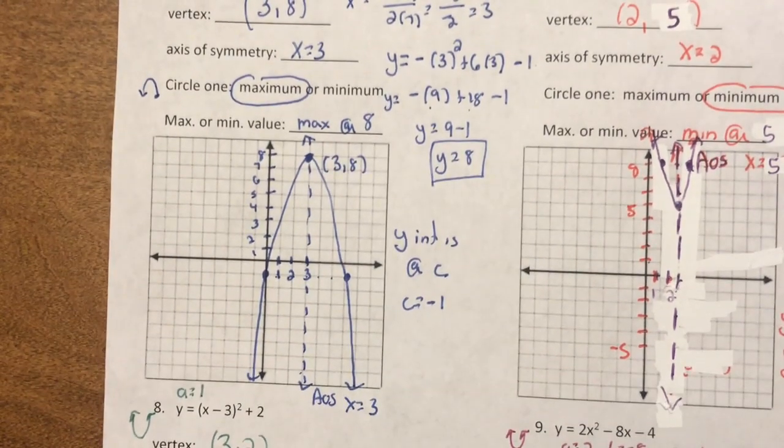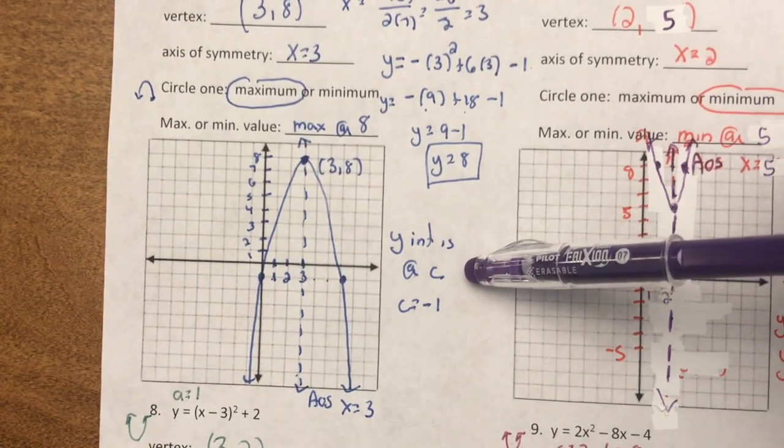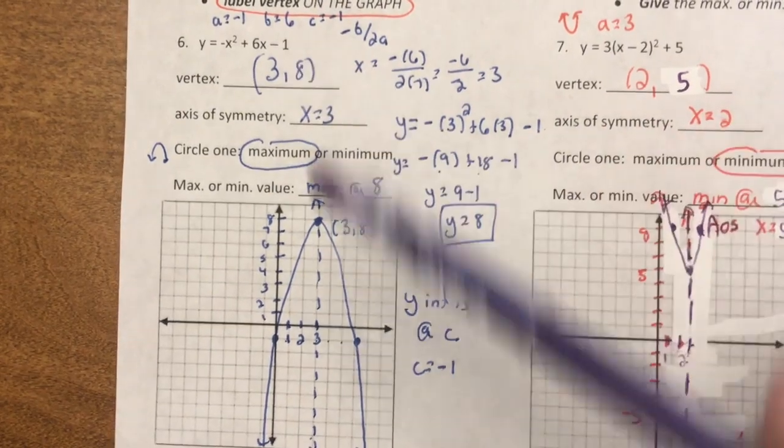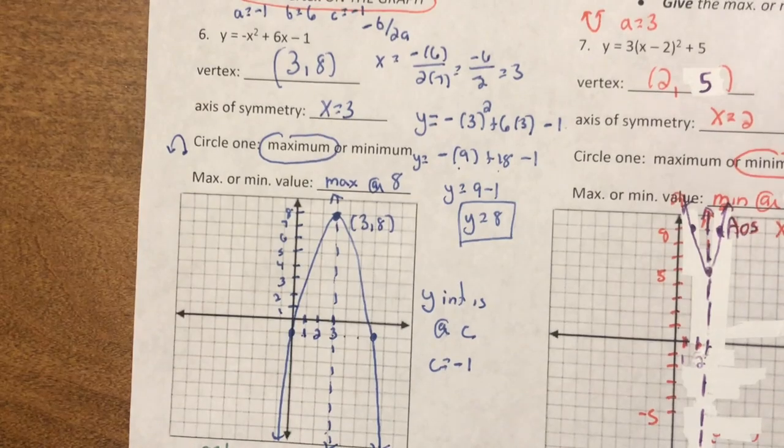And now you got to plot 3 points. Well, when it's in standard form, the y-intercept will be found at the value of c. So my c, if I take a look here, is negative 1. So I plot my y-intercept at negative 1, and then I can reflect it over and draw my graph.